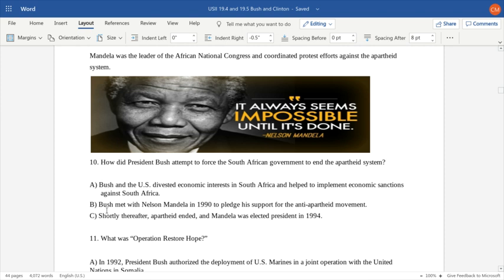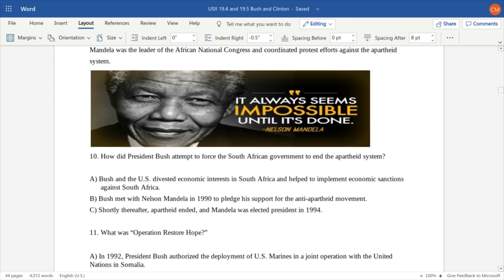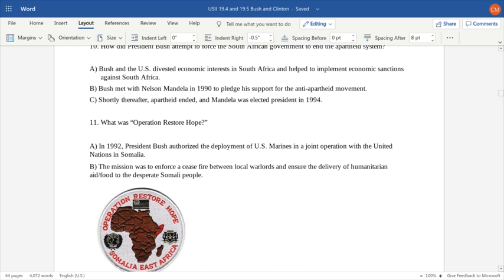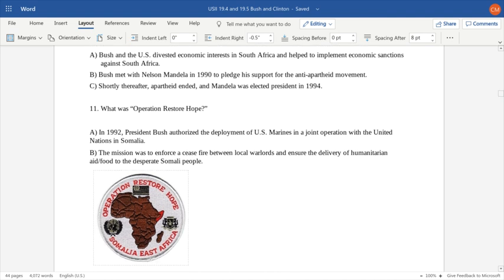Next, moving on to Operation Restore Hope, is another situation ongoing on the continent of Africa. In 1992, President Bush authorized the deployment of American Marines in a joint United Nations effort in Somalia. Somalia is an African country located along the central east coast of Africa. So you can see here, it's in the red on this. There's actually a patch that the United Nations troops wore on their uniforms.